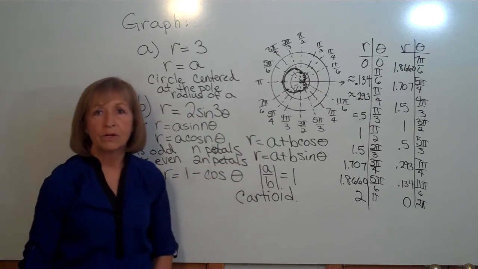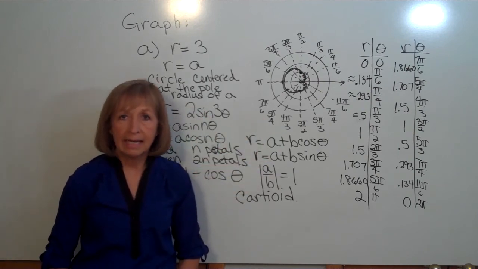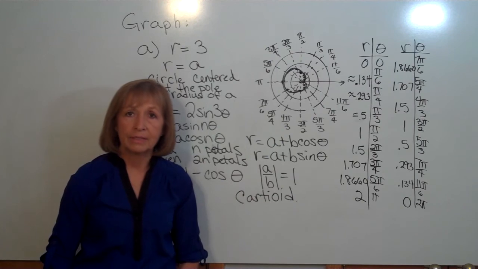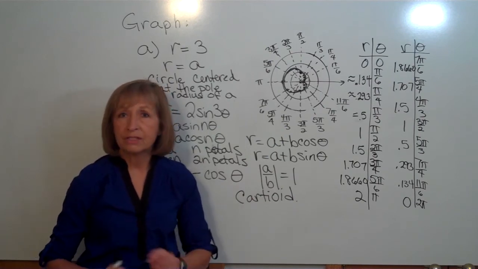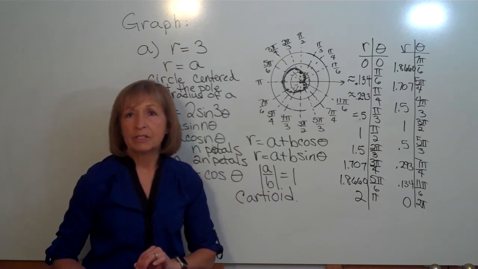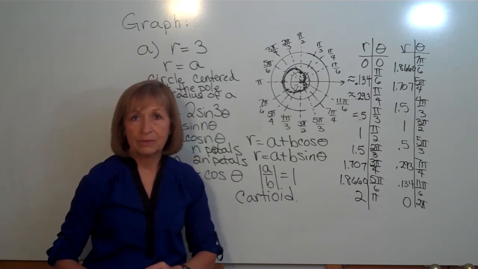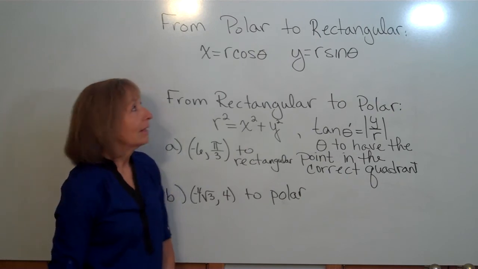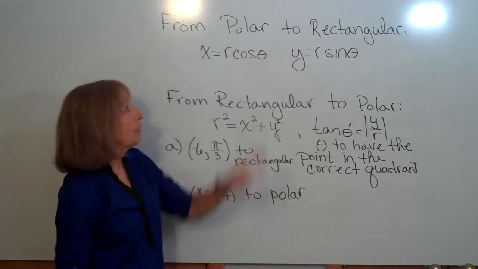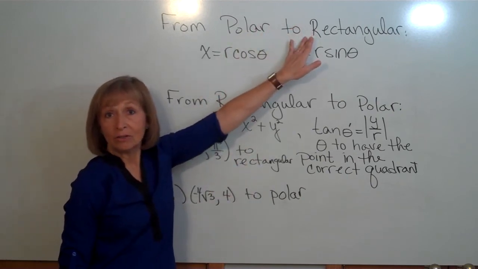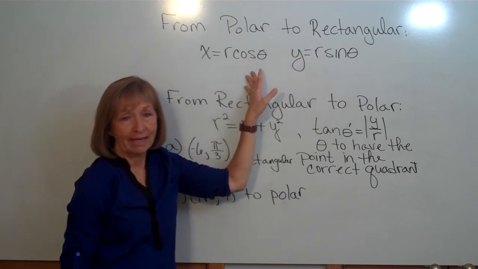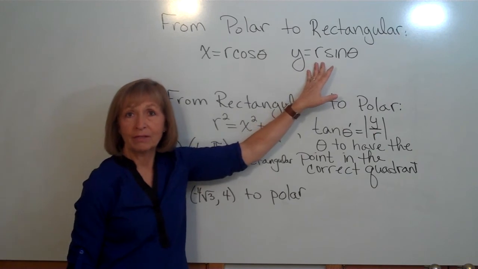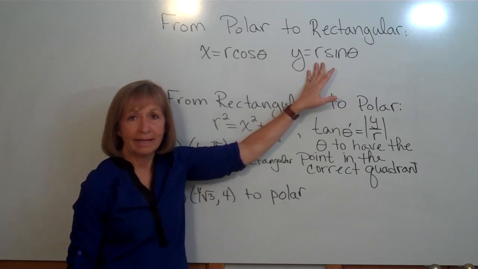Okay, now that you have some of these graphs under your belt and how to get other graphs, we're going to see what the connection between the rectangular coordinate system and the polar coordinate system is, so we can transform equations and points back and forth between the two systems. If we're going from polar to rectangular, we find our x-coordinate by r cosine theta, and we find our y-coordinate from r sine theta.